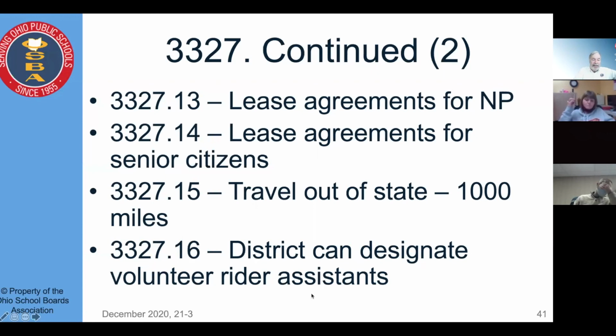332716 is a section of code that gives you the authority to designate volunteer bus riders. So if you want to have parent volunteers riding on the buses, you can. And here's a section of code that allows you to do this. It also, inside that section, says that you as a district get to set the standards for what kind of qualifications they need to meet. All right. So with that, we are going to move out of the revised code and into the administrative code.